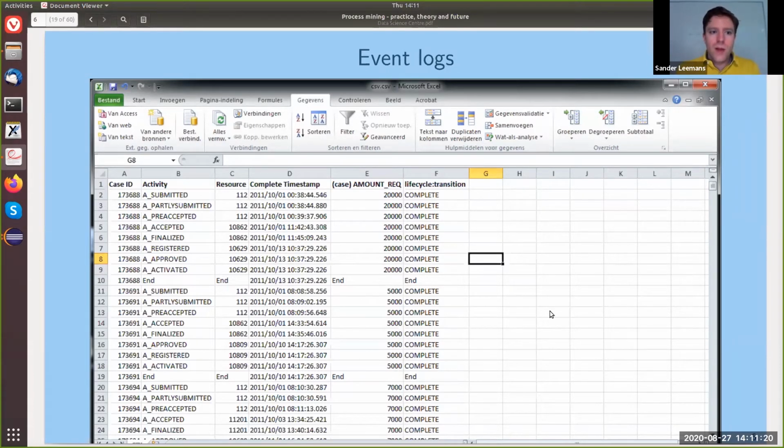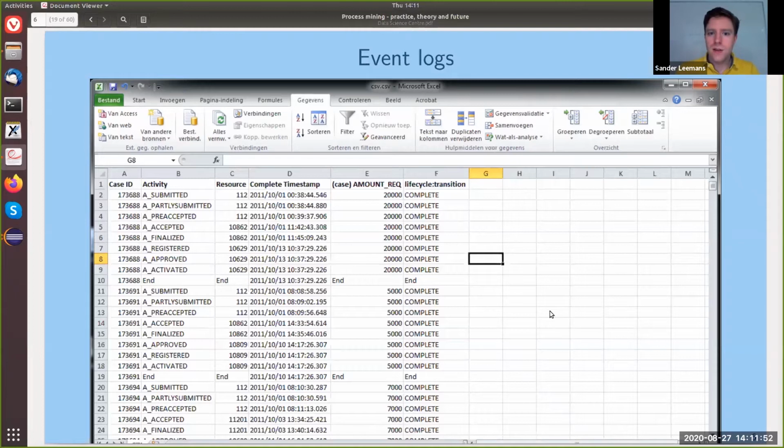Now, with the case ID, we can reconstruct the steps that were taken for a particular case through the process, and the steps themselves are shown in the activity column. So here we see a submitted, a partly submitted, and so on. These are the actual steps that were being performed. Now then the complete timestamp tells us when this happens. So with these three columns, we have enough to do process mining.